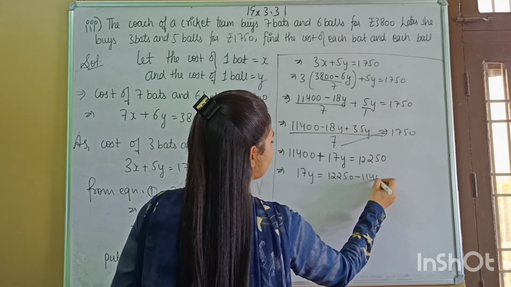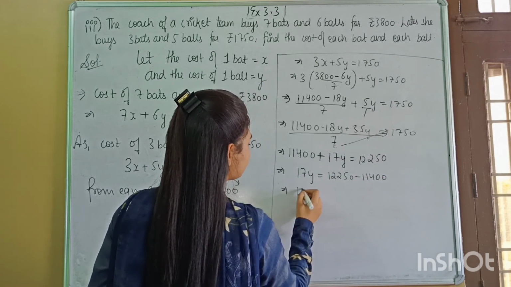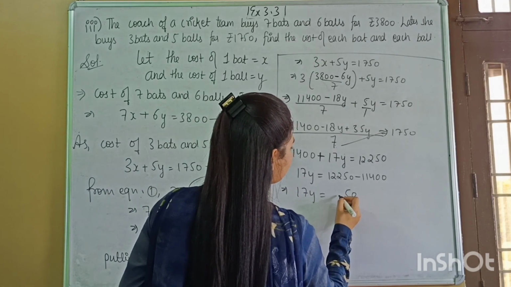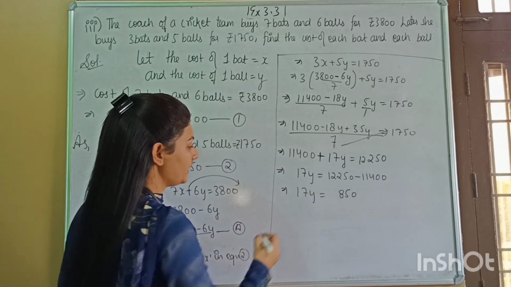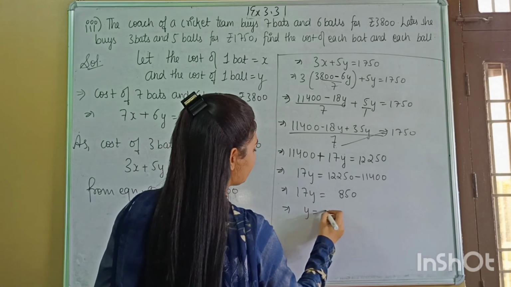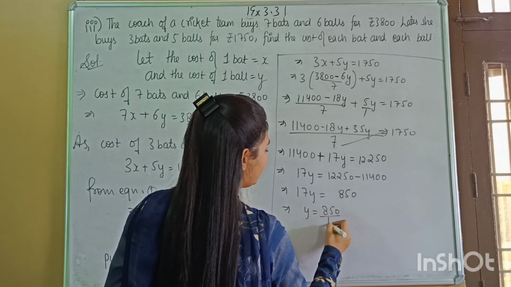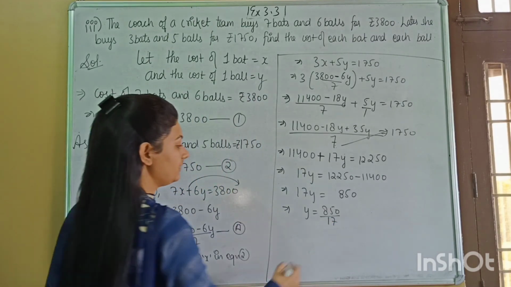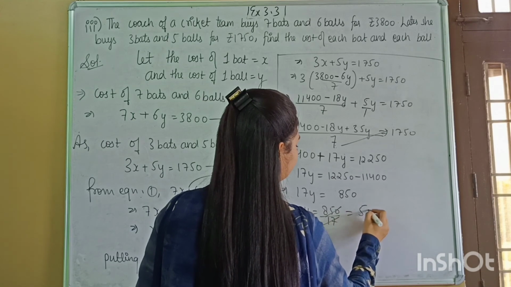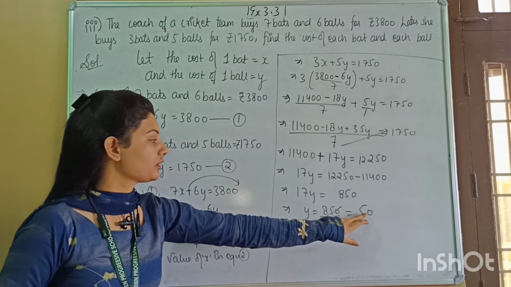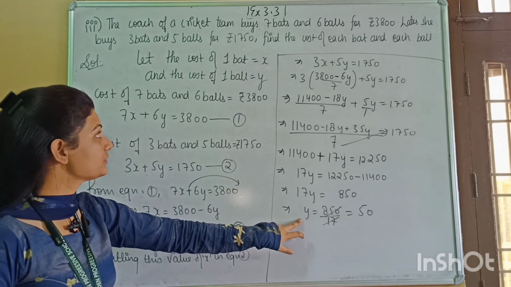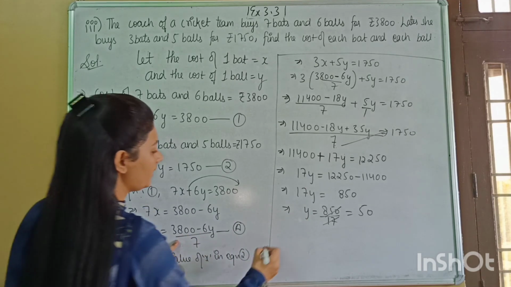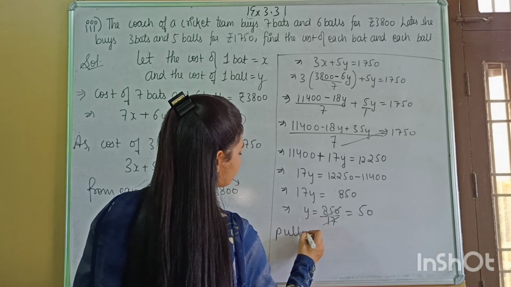So we will take this number to the RHS, so we get 17Y is equal to 12250 minus 11400. So we get 17Y is equal to 850, that is Y is equal to 850 divided by 17. So we will divide 850 by 17, we get 50. It means the cost of one ball is rupees 50. So now putting this value of Y in equation A, we will get the value of X also.